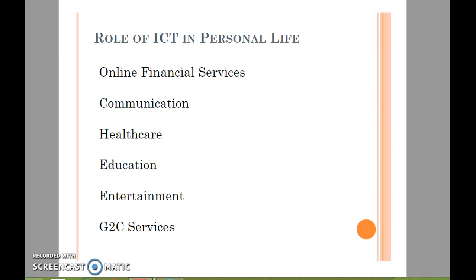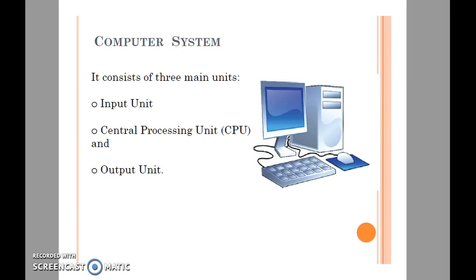Then education, and the computer system. The computer system consists of three main units: input unit, central processing unit, and output unit. In your book, it is also given that there are four units or four parts of the computer system.